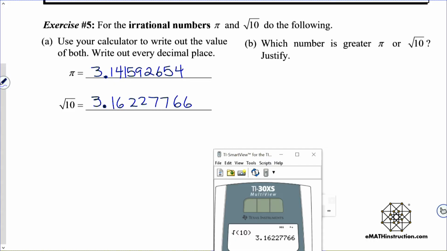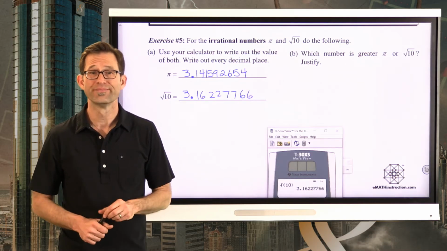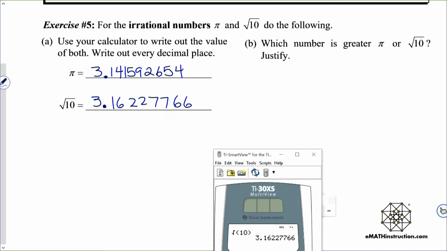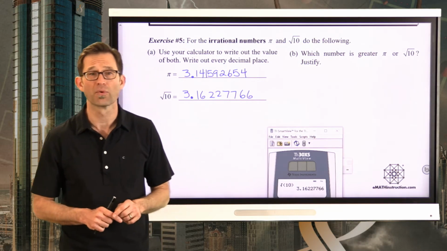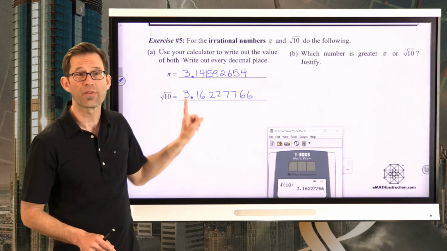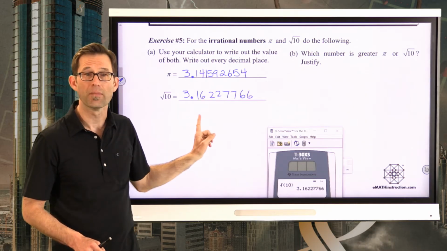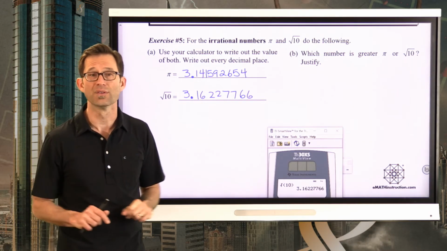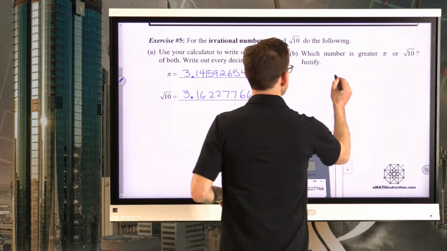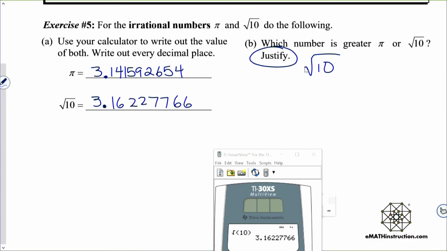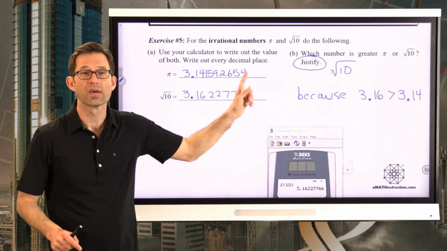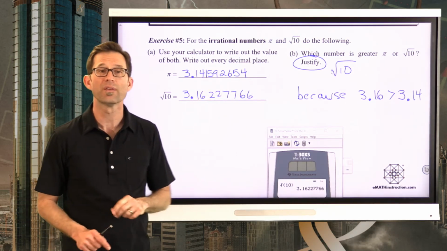Let's take a look at letter B. Which number is greater, pi or the square root of 10? Justify. All right, well, pause the video. Which one's bigger? Well, it's really easy. Whenever you're comparing two numbers that are written in decimal form, first I look at the 3s, they're the same. Then I look at the 1s, they're the same. Then this one's a 4 and this one's a 6, and the deal is over. Square root of 10's bigger. And if we're asked to justify, I could say because 3.16 is greater than 3.14. None of the other stuff really matters at that point. None of this is going to make up for the fact that that 4 isn't bigger than the 6.